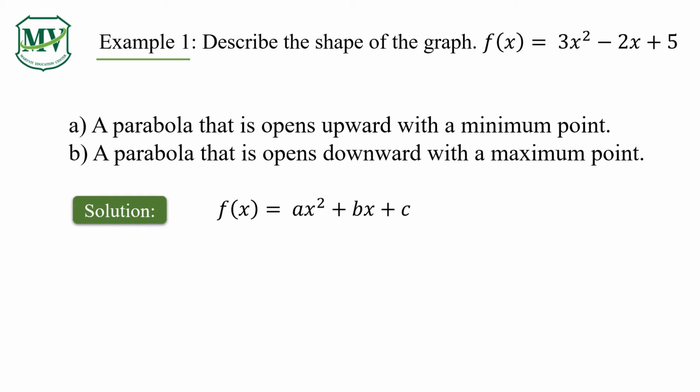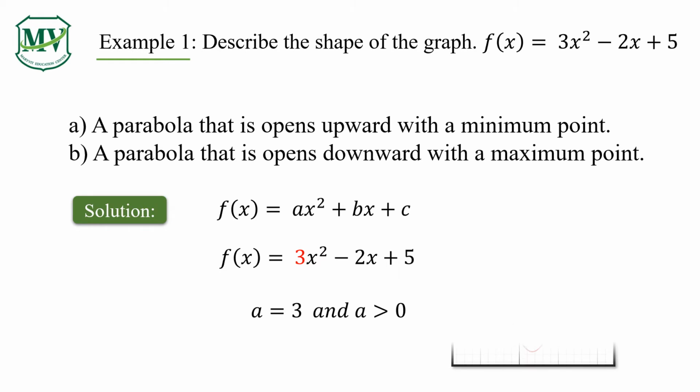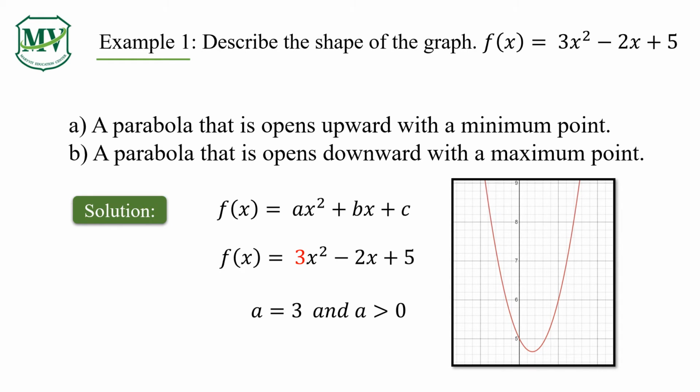Using the general form of a quadratic function, f of x is equal to ax squared plus bx plus c. In the given quadratic function, the value of a is 3, and 3 is greater than 0. If the value of a is greater than 0, the parabola opens upward with a minimum point.